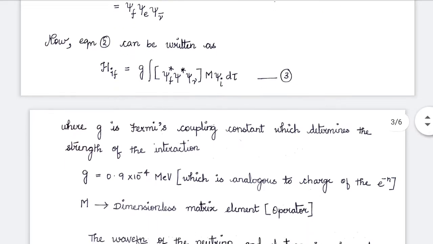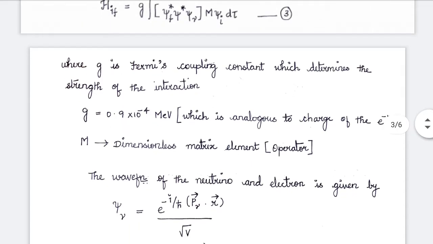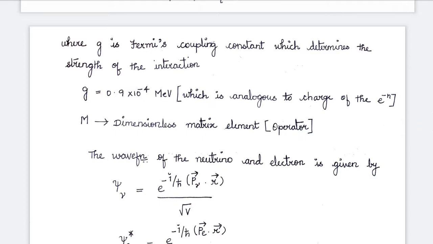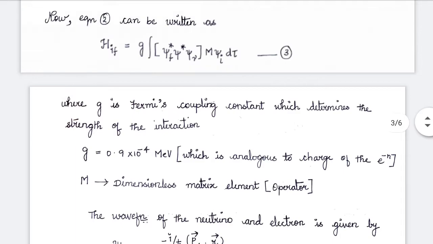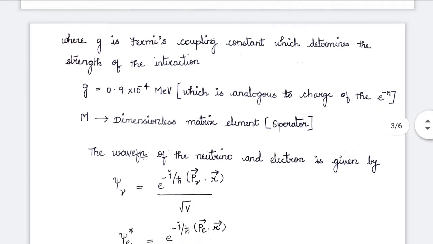And here this constant G is called Fermi's coupling constant, which explains the strength of the interaction, and it has a value of 0.9 into 10 power minus 4 MeE. It plays a role equivalent to the charge of an electron. And here M is a dimensional matrix element and behaves as an operator. It plays the same role as a Hamiltonian.